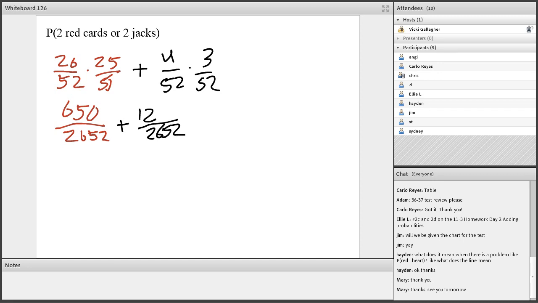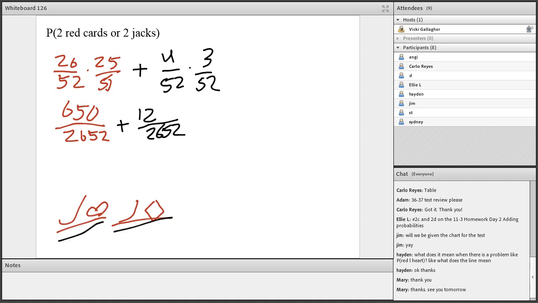Okay, so that's red cards and jacks. Now this problem gets a little bit complicated because some of my jacks are red. The jack of hearts and the jack of diamonds are red jacks. So we have this overlap. When I was calculating the probability of pulling out 2 red cards, at some point in time, I calculated the probability of pulling out a red jack and another red jack. And also, when I was calculating the probability of pulling out a jack, I calculated the probability of a jack and a second red jack. And so the red jacks accidentally got double counted. They got counted in pulling out the red cards, and they got counted in pulling out the jacks.